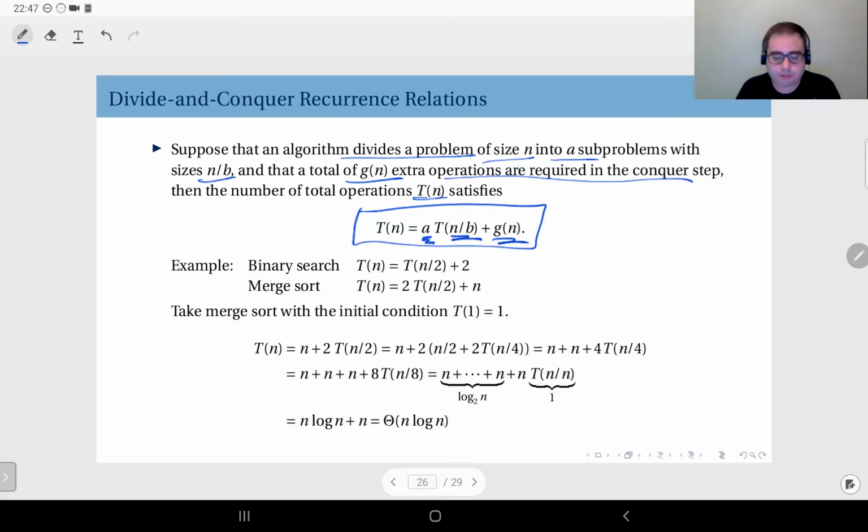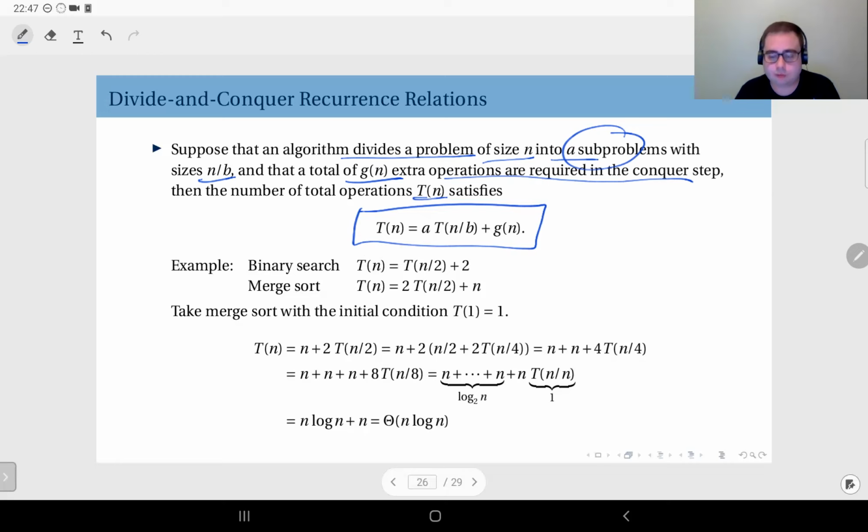Now, in the general context, b here should be greater than 1. a here should be greater than or equal to 1. It could be 1, but it shouldn't be less than 1 because it doesn't make sense to solve less than 1 problems. And b, of course, should be greater than 1 because subproblems, by definition, should be smaller than the original problem. In a more general context, you might relax these conditions, but for practical reasons, we are going to assume those.